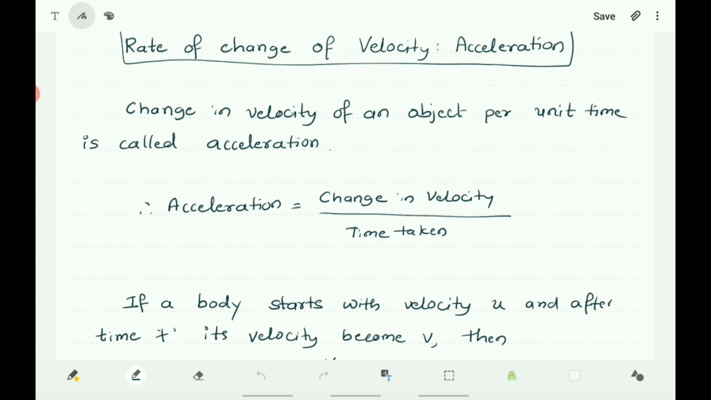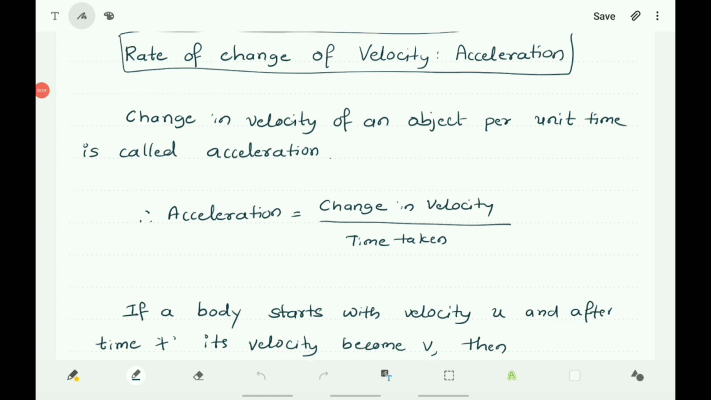But in non-uniform motion, velocity changes with time. So it has different values of velocity at different instants, and at different points of the path the velocity is different. Thus there is a change in velocity of the object when it is moving along a straight line path with non-uniform motion. The change in velocity of the object during any time interval is not 0 here.